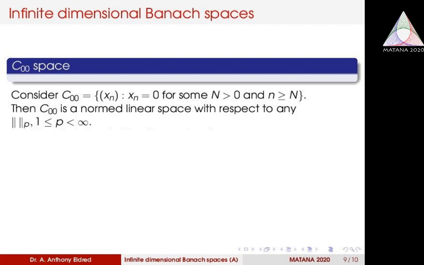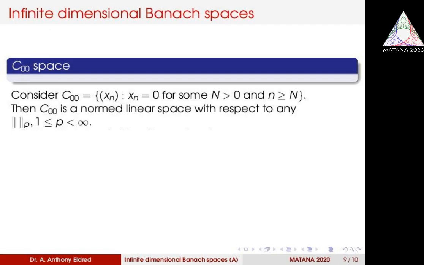Because in C naught naught, each element, which is also a sequence, will have only finitely many nonzero entries. Therefore, any infinite summation i equal to 1 to infinity mod xi to the power of p will become a finite sum, and therefore in C naught naught we can define any norm. Now we are going to see whether C naught naught is a complete metric space or not.